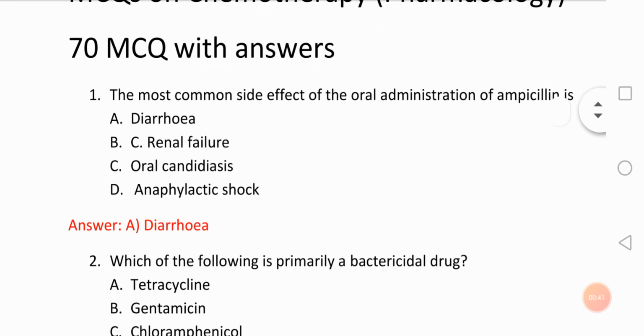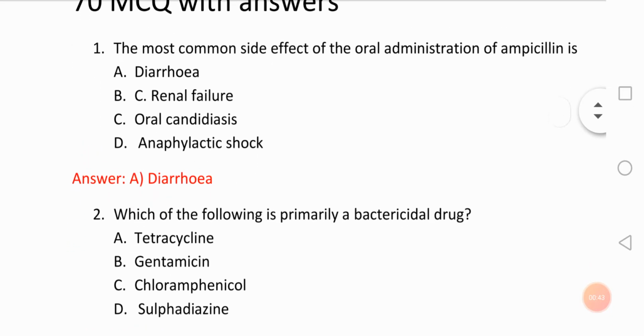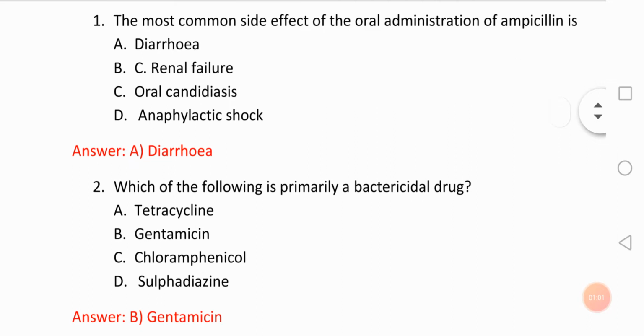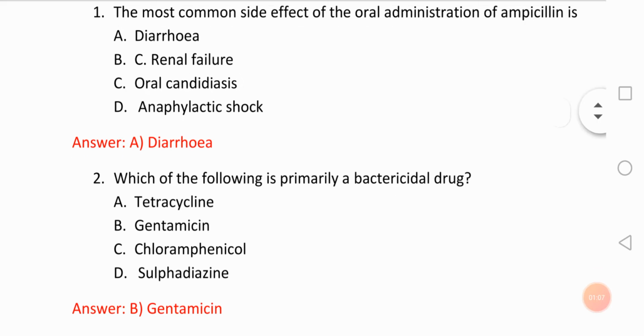Second question: which of the following is primarily a bactericidal drug? A. Tetracycline, B. Gentamicin, C. Chloramphenicol, D. Sulfadiazine. And the answer is B, gentamicin, because gentamicin is a bactericidal drug. The rest of the three drugs are bacteriostatic.